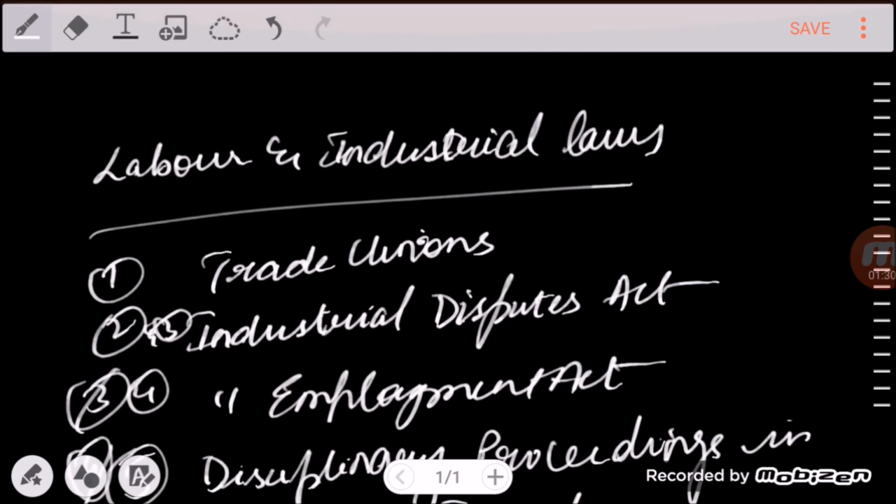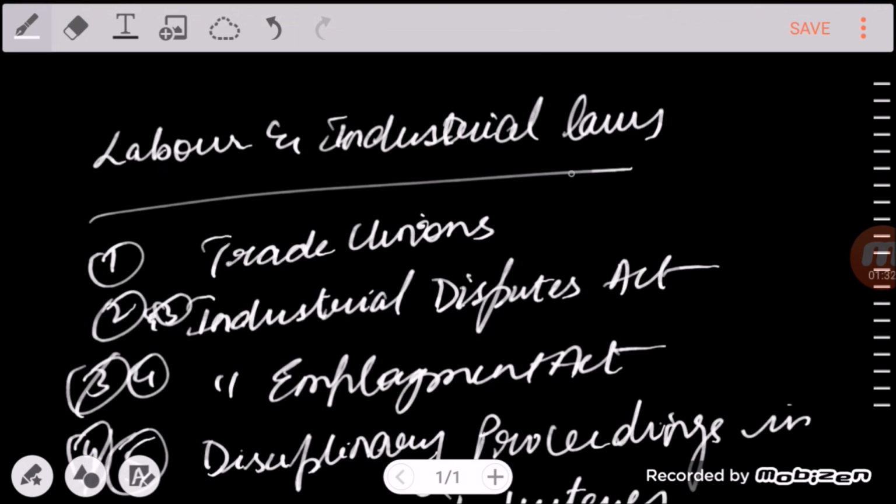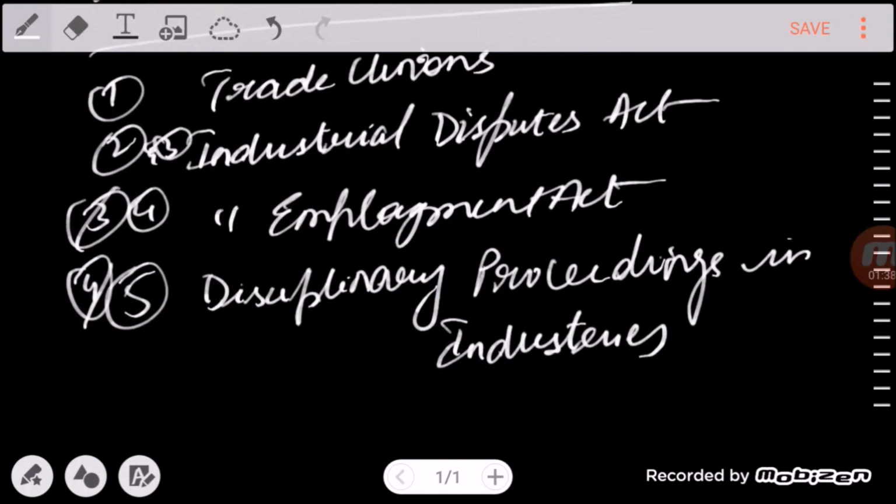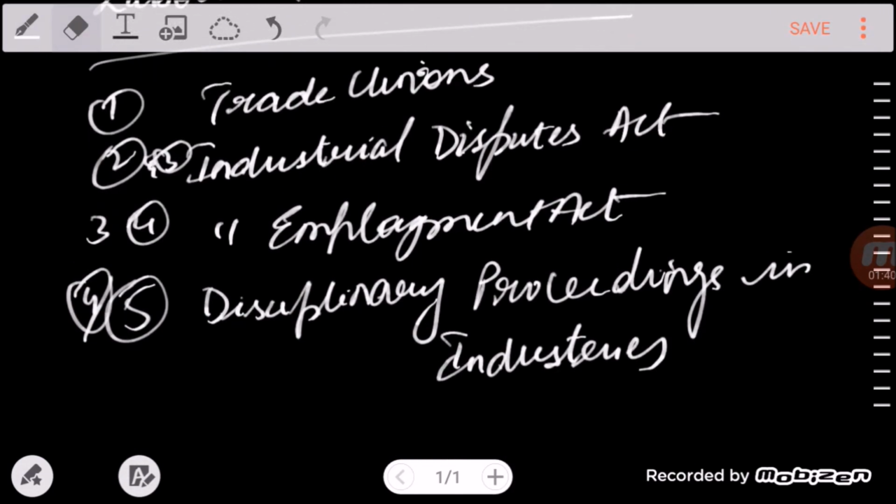So, what are the units that we'll be discussing in labor and industrial laws? Trade unions, the Industrial Disputes Act, then the fourth one is the Industrial Employment Act, then disciplinary proceedings in industries.